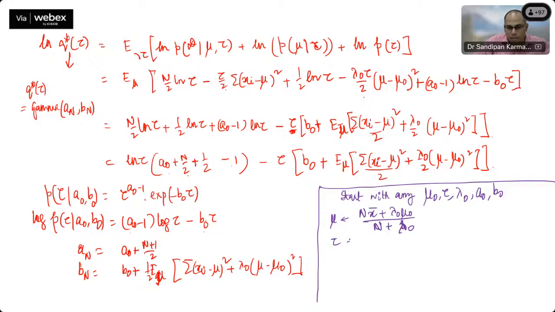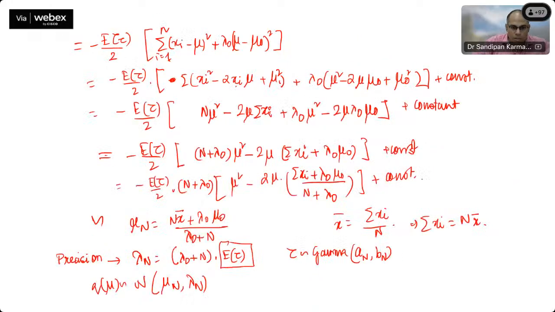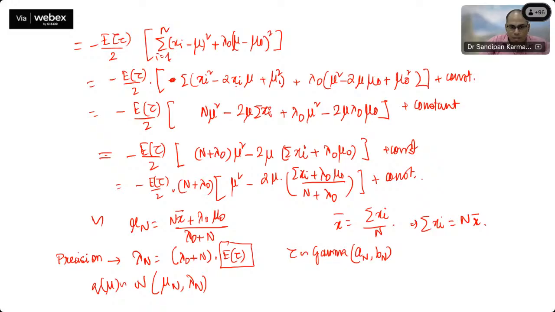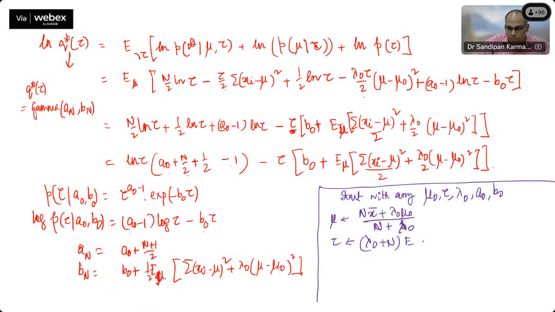Then tau will be replaced by lambda naught plus n multiplied by the expected value of tau. Then a naught will be replaced by a naught plus n plus 1 by 2, and b naught will be replaced by b naught plus half the expected value of this whole term.